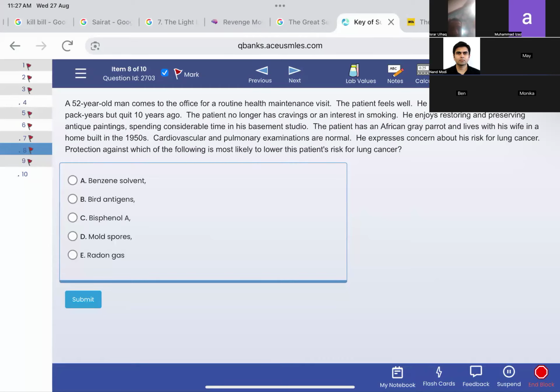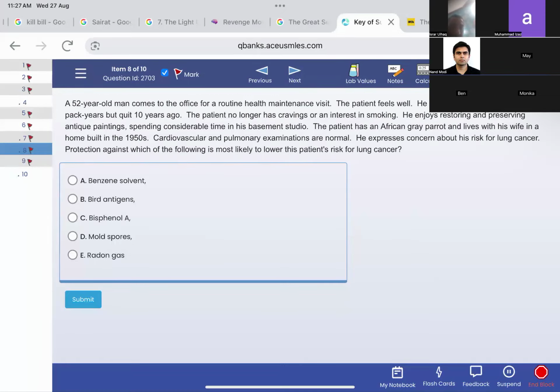The patient has an African grey parrot and lives with his wife in a home built in 1950. Cardiovascular and pulmonary examinations are normal. He expresses concern about his risk of lung cancer. Protection against which of the following is most likely to lower this patient's risk of lung cancer? Benzene solvent, bird antigens, bisphenol A, mold spores, and radon gas.